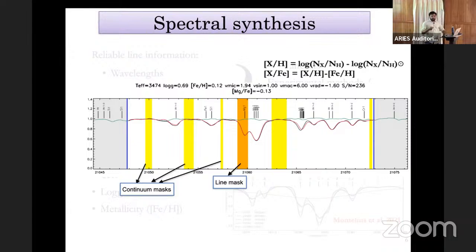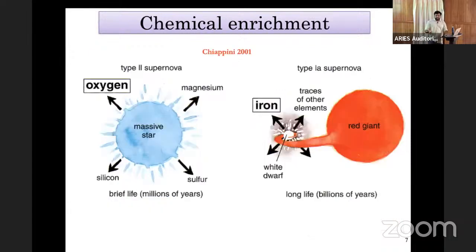But why do we need to estimate abundances? This is mainly because these different elements are being produced by different processes in the stars. For example, the alpha elements like oxygen, magnesium, silicon, sulfur, etc., are mainly produced by the type 2 supernovae, which has a brief life of around millions of years. But at the same time, the iron peak elements like iron, manganese, scandium, etc., are mainly produced by type 1a supernovae, which has a long life of billions of years. So there is a time delay between the production of alpha elements like magnesium and iron peak elements like iron.